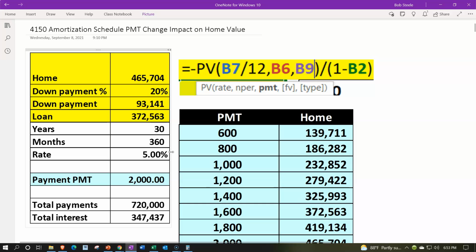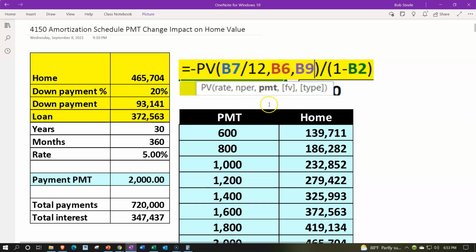We need a monthly rate. Therefore, we're going to divide it by 12 for the monthly rate. We're going to say comma to get to the next argument, that next argument being the number of periods. Number of periods is referencing down here the 360, which is 30 times 12, 360 months, comma.